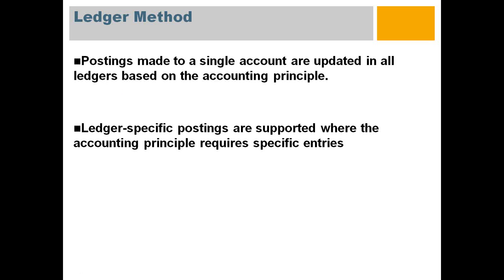It's called the ledger method. Ledger-specific postings are supported where the accounting principle requires specific entries. For example, if IFRS requires that you value options differently, it posts to your L0 and posts back to your L1 based on the accounting rules for IFRS, which could be different from GAAP.